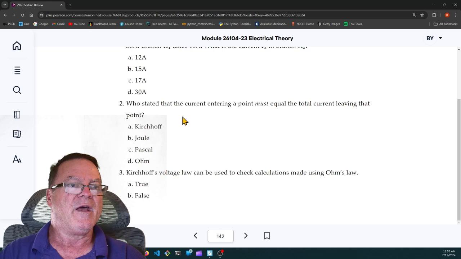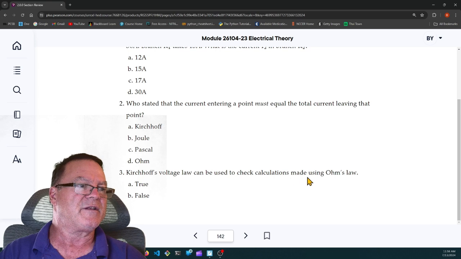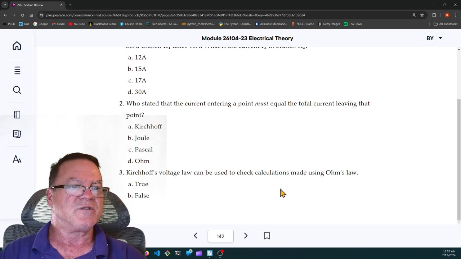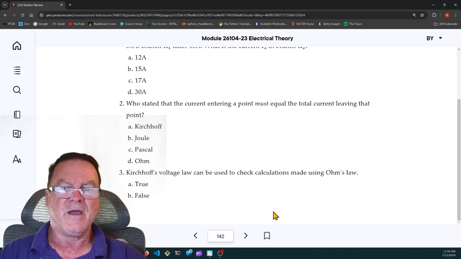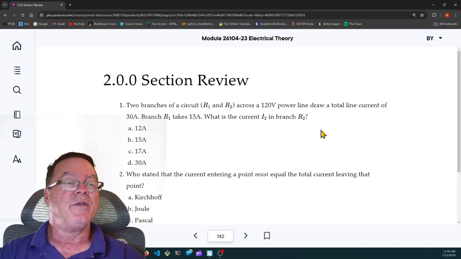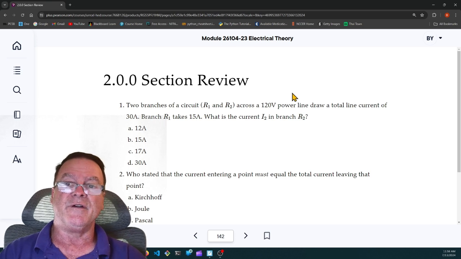B. Who stated that the current entering a point must equal the total current leaving that point? Kirchhoff. C. Kirchhoff's voltage law can be used to check calculations made using Ohm's law. True. We can use those two laws to check a circuit. Very good. This concludes Module 26104, Electrical Theory.